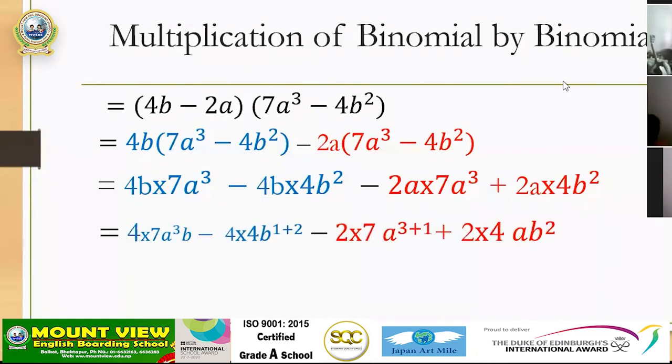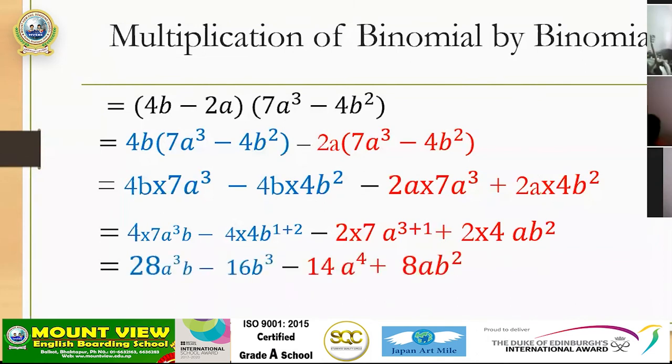So see, यो त हामीले गरिरहेछौं. So we multiply the coefficients, then add the powers of the same bases, and we have something like this: 28a cube b minus 16b cube minus 14a4, 8a plus 8ab square. In all those 4 terms, none of them are like to each other. None of the terms are like terms. Okay, कुनै पनि टर्म्सहरु चाहिँ like term हैन.